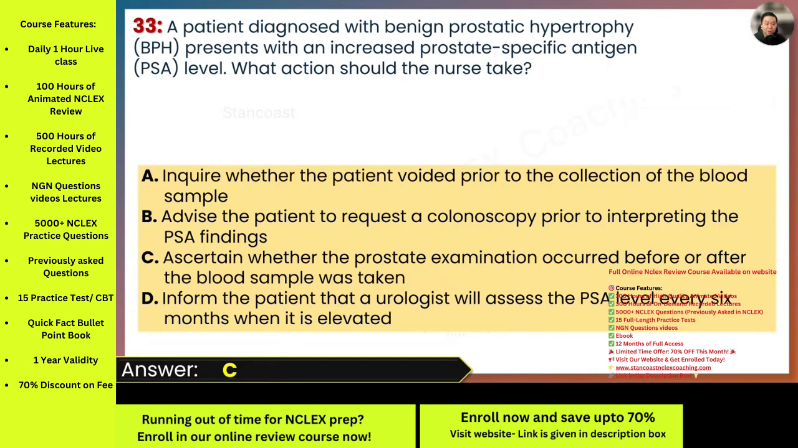So for this question, I want you to focus on the specific details related to the test or the procedure in this question. And for the PSA testing, the most relevant factors are the timing of the blood draw in relation to any prostate examination or manipulation.